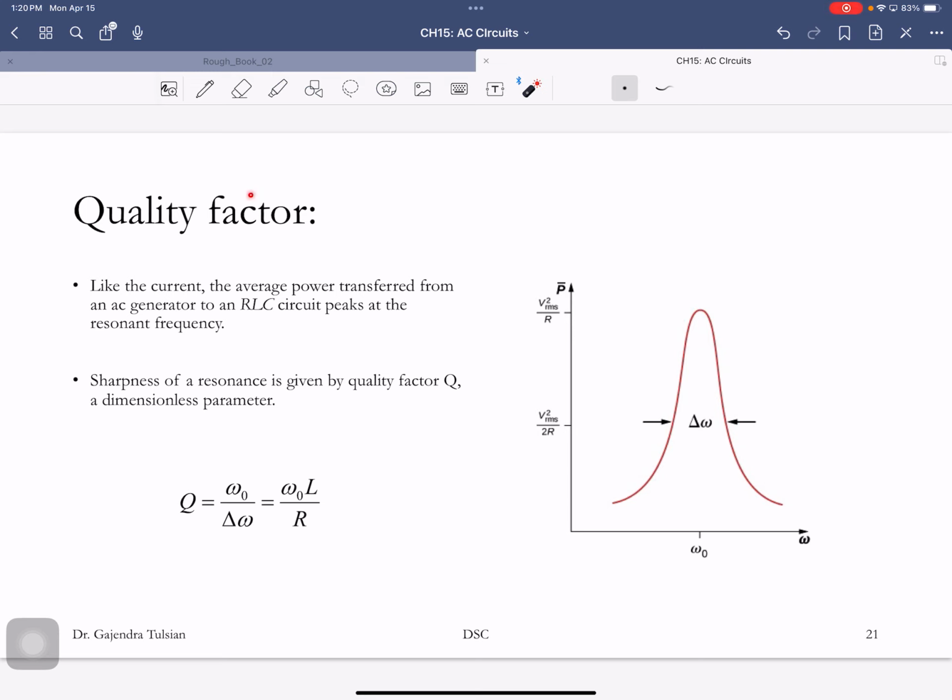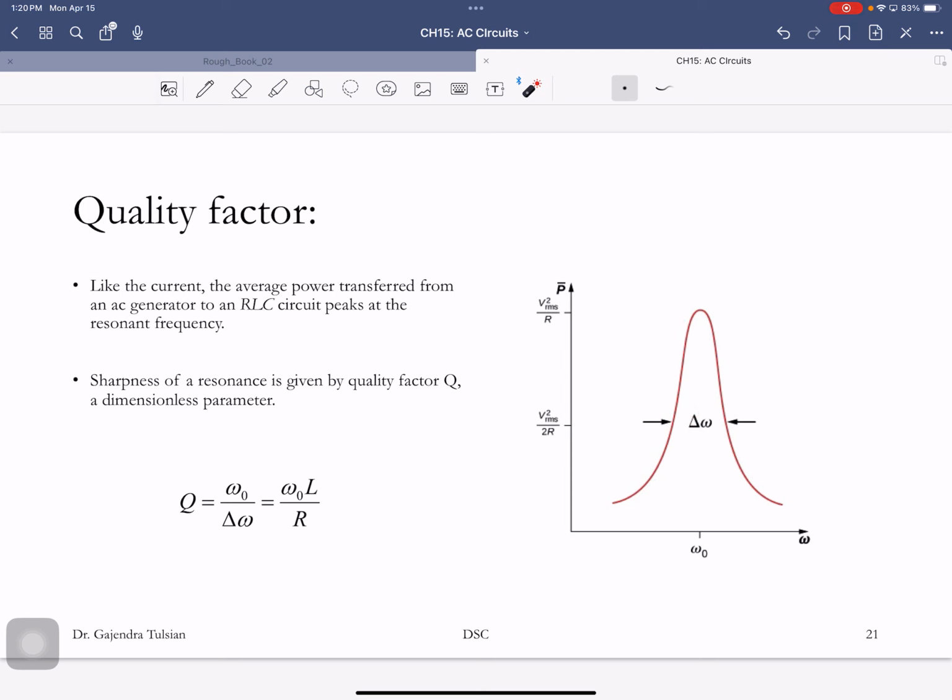All right, so you have quality factors. The quality factor tells you how sensitive to frequency the load is. So you see, this is the power delivered to the load as a function of frequency. So at this frequency, XC is equal to XL, and maximum power is delivered.